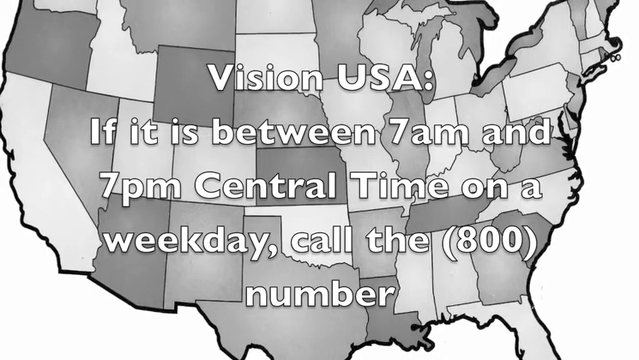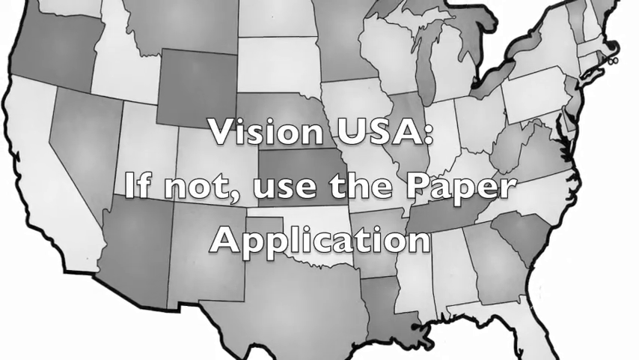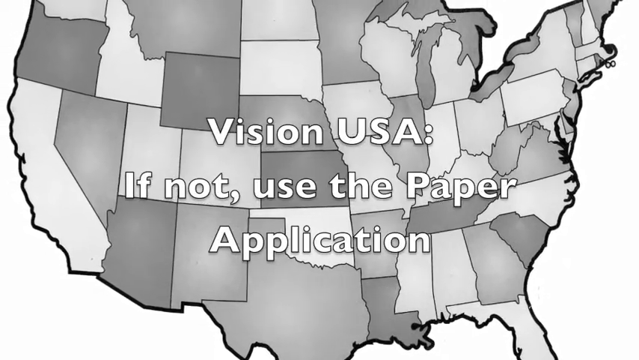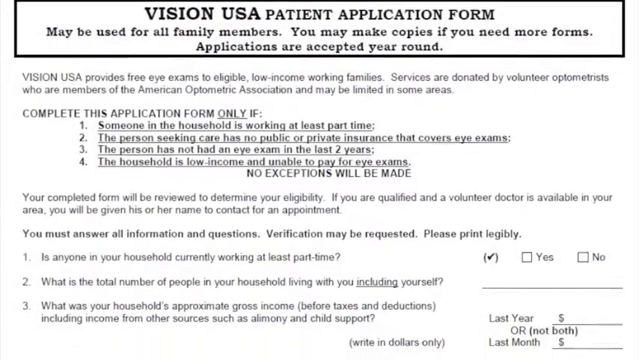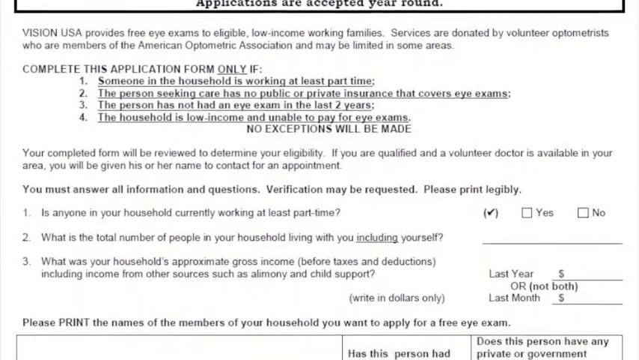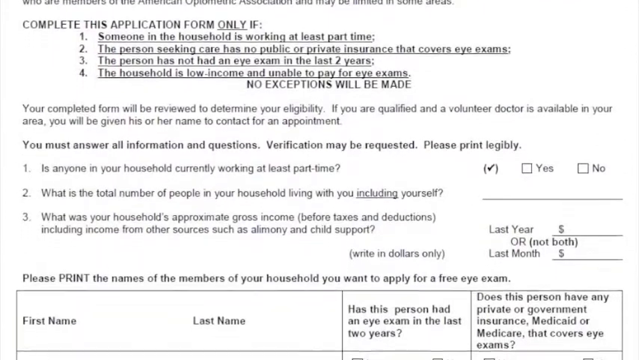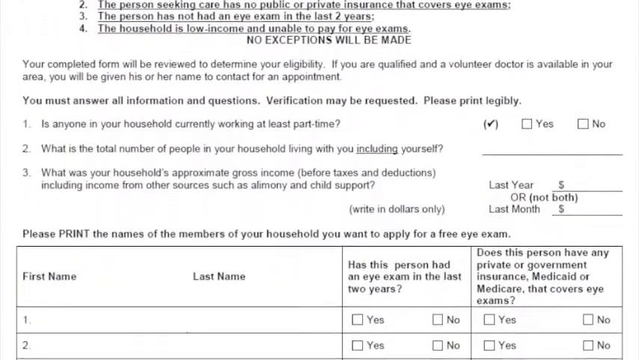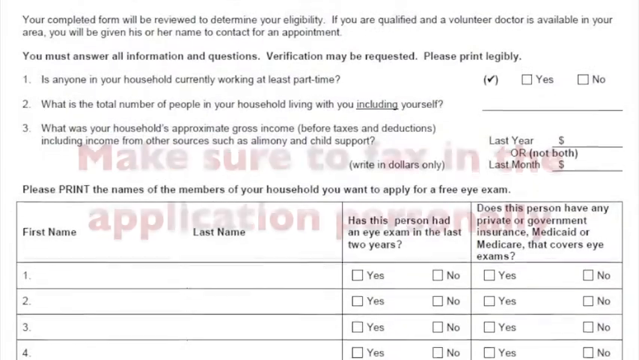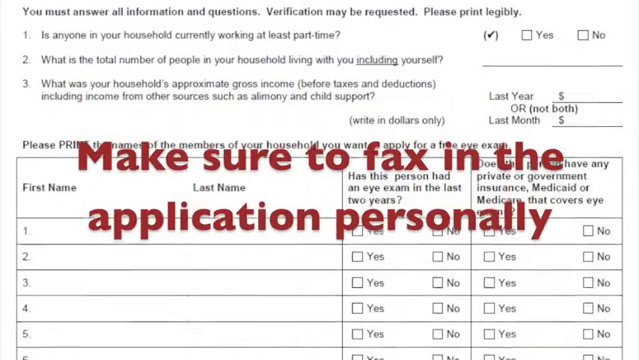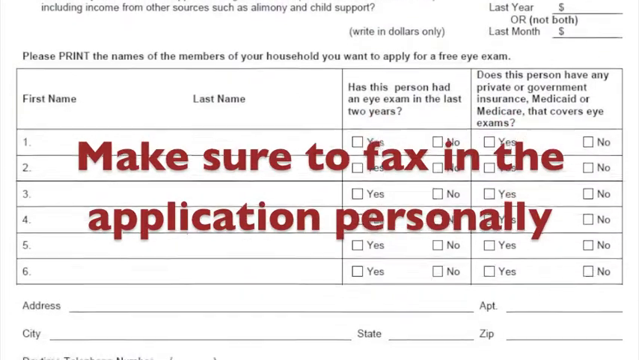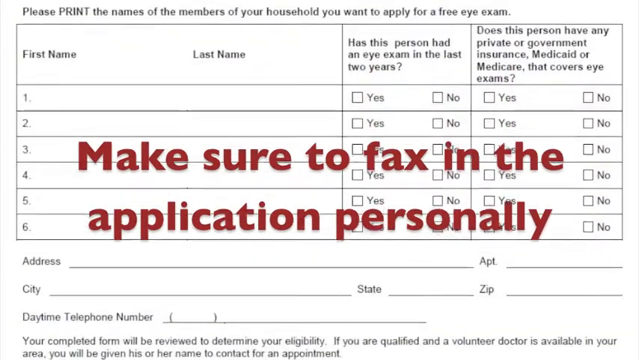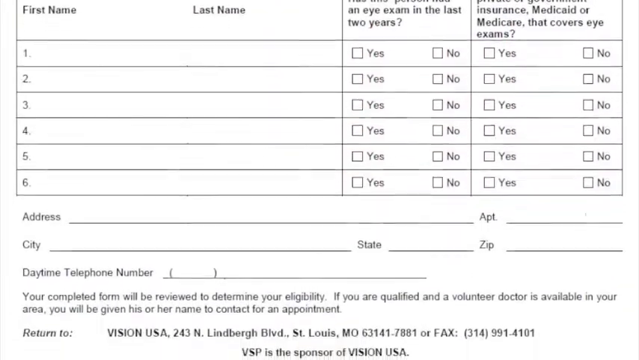In this case, you can give the community member a paper application for Vision USA. On this application, she will simply have to put check marks yes or no to several questions. This application can then be faxed by you, the Unite for Sight volunteer, to Vision USA. Never let the community member take the application home because you want to be sure that Vision USA receives the forms so that eye care can be provided. You must be sure that the form doesn't get lost or forgotten.